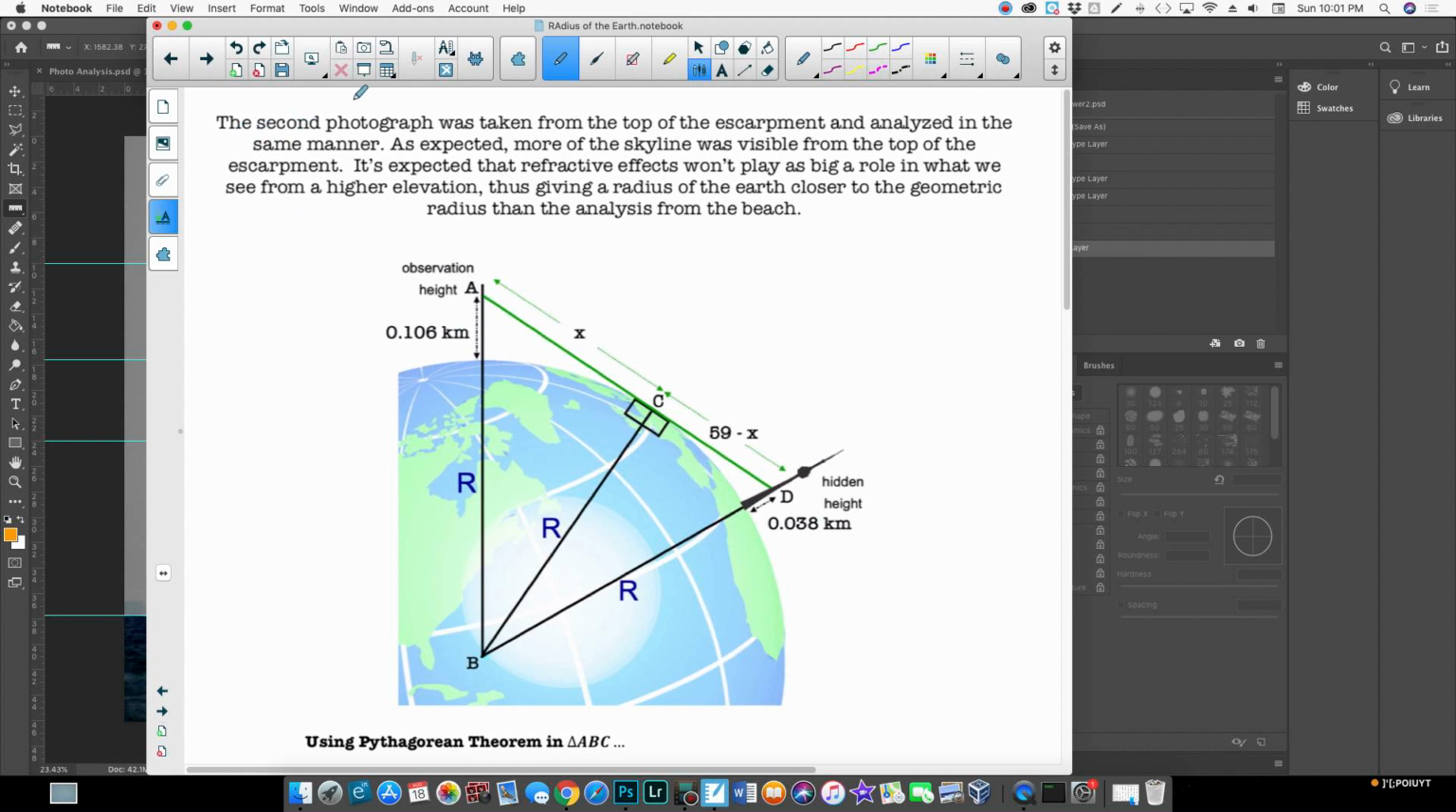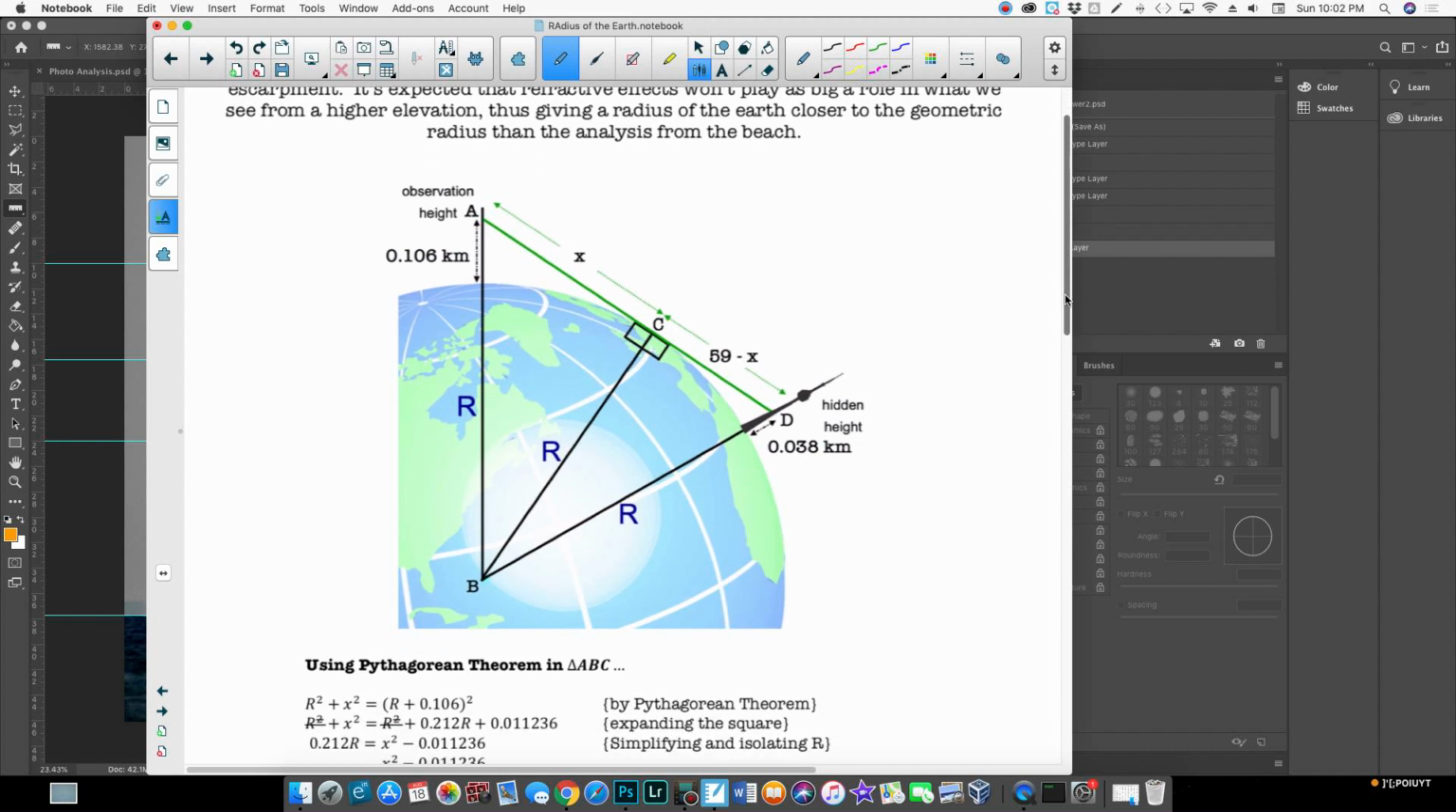Now I have a little note up at the top. The second photograph was taken from the top of the escarpment, analyzed in the same manner. As expected, more of the skyline was visible from the top of the escarpment. It's also expected that refractive effects won't play as big of a role in what we see from a higher elevation, thus giving the radius of the Earth closer to the geometric radius than the analysis from the beach. So that's what is expected with what we know about refraction. Let's see how that panned out.